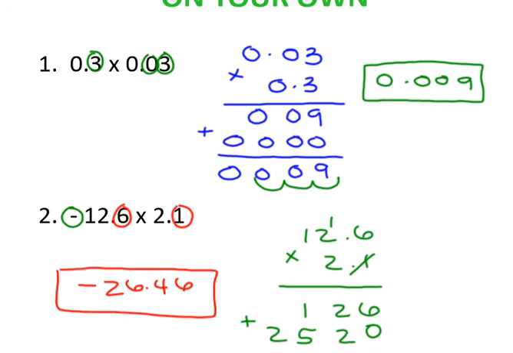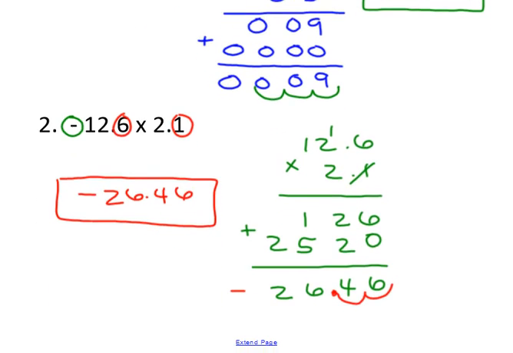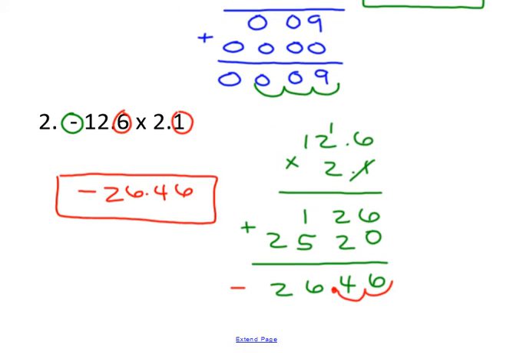All right, go ahead and hit pause if you're not done, and if you are done, we'll go ahead and talk about it. So for the first one, you should have gotten positive 0.009 or positive 9 thousandths. They were both positive, so your answer should have been positive. For the second one here, you should have gotten negative 26 and 46 hundredths. One was positive, one was negative, so your answer should have been negative. And so negative 26 and 46 hundredths there.